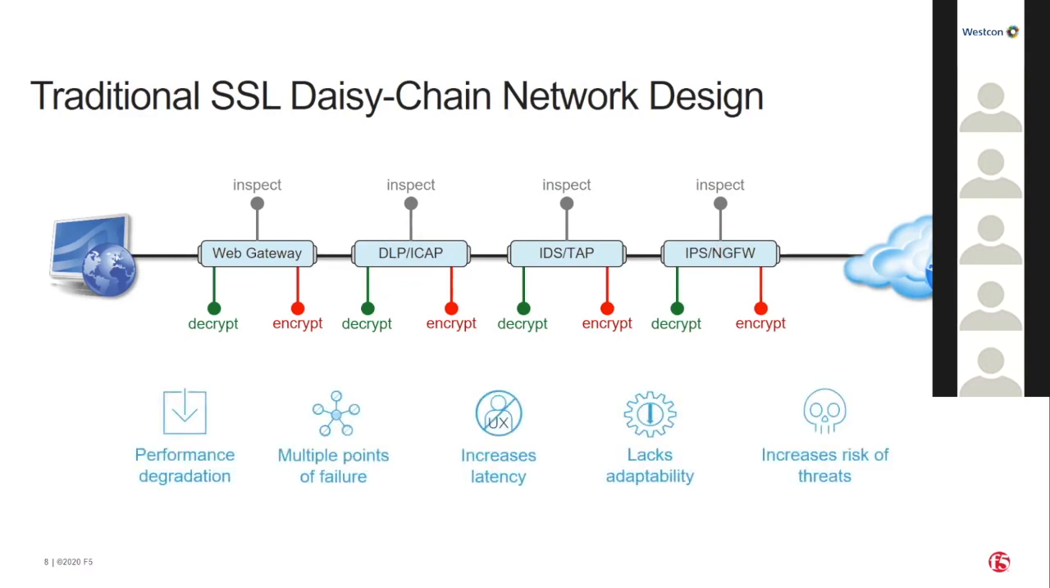And this brings us to the few major concerns that we've seen for the traditional SSL daisy chain design. First, performance degradation. There are multiple points of failure, and with this daisy chain, it will increase latency and it will affect users' performance. And of course, with this, there's no visibility, and that will lead to an increased risk of threats.